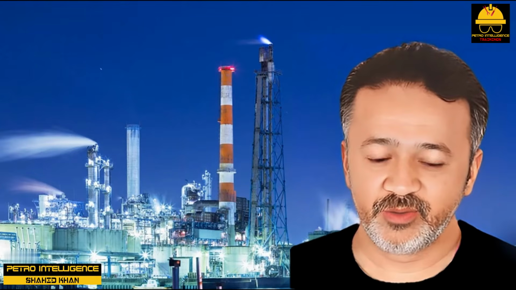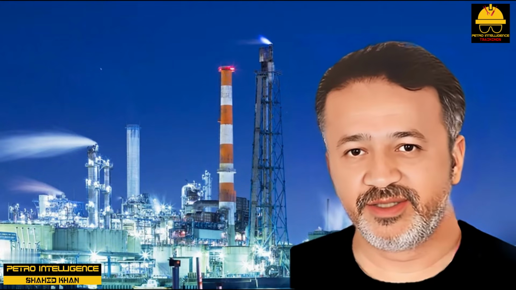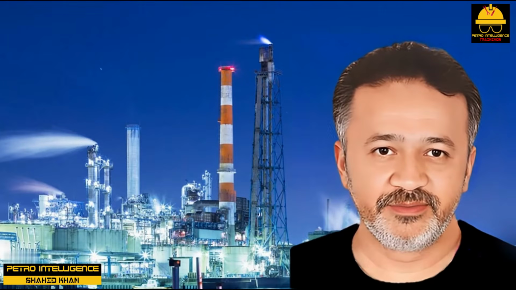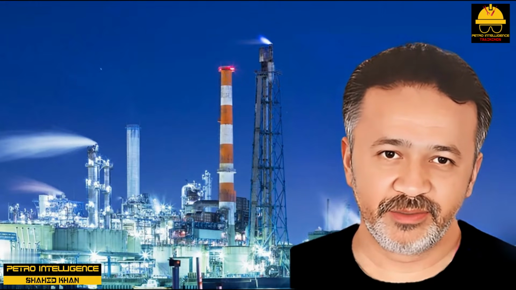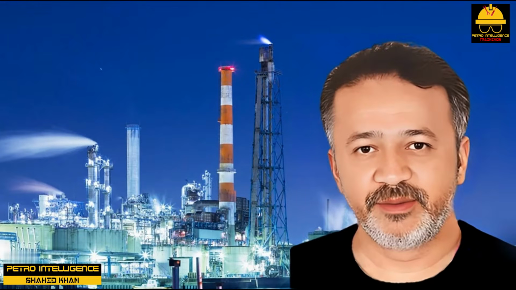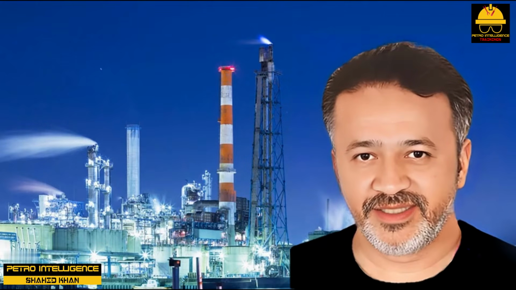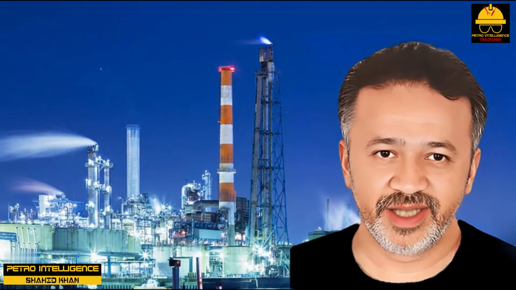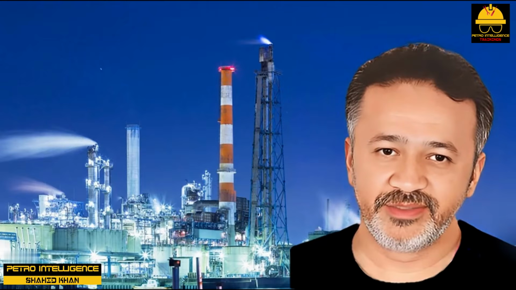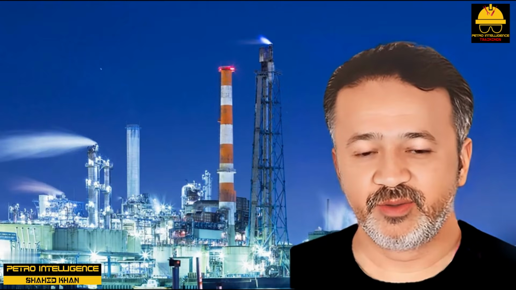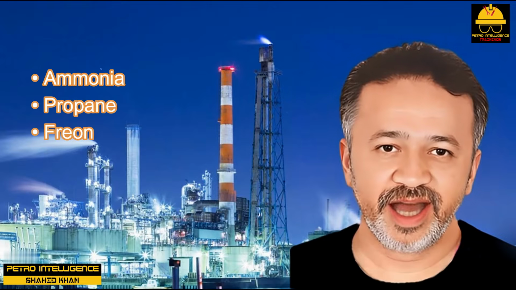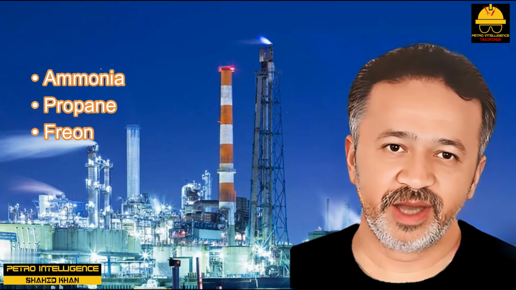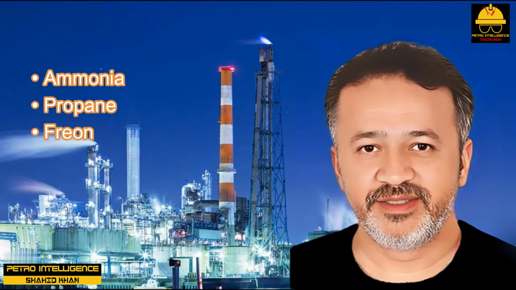Today we will discuss refrigeration systems and an introduction to centrifugal compressors. Waste heat must occasionally be removed from a process at below ambient temperatures. This is normally accomplished by evaporating a light fluid called a refrigerant. Common industrial refrigerants are ammonia, propane, and freon.